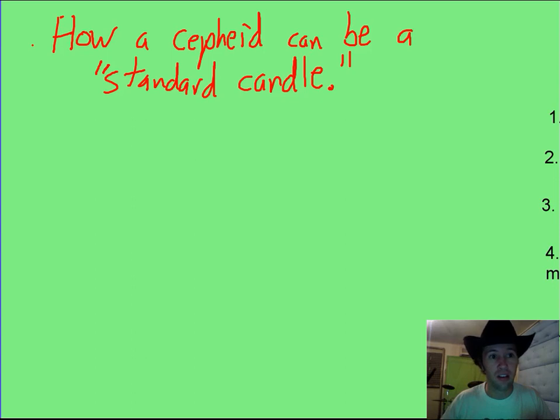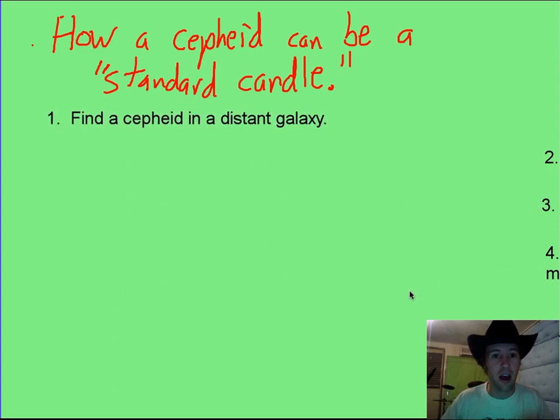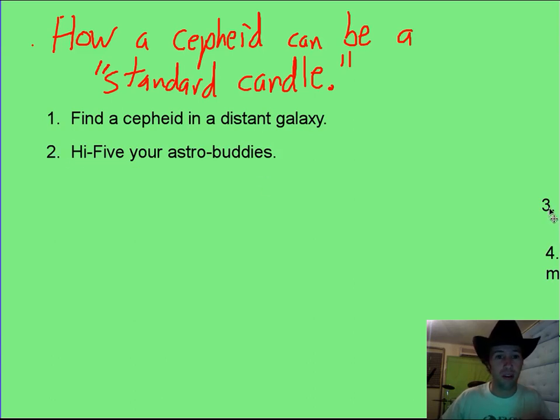So let's say that step one of how to do this. First, you find your Cepheid. You need to look at a distant galaxy. Andromeda is kind of close, but let's say you were using that, and you found a Cepheid variable star that over the course of a few weeks was getting bigger and smaller. You then immediately high-five all of your astro buddies, because that is pretty awesome what you just did. You will have astronomy ladies all over you.